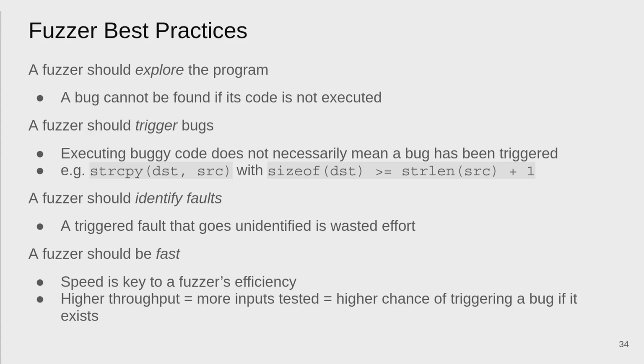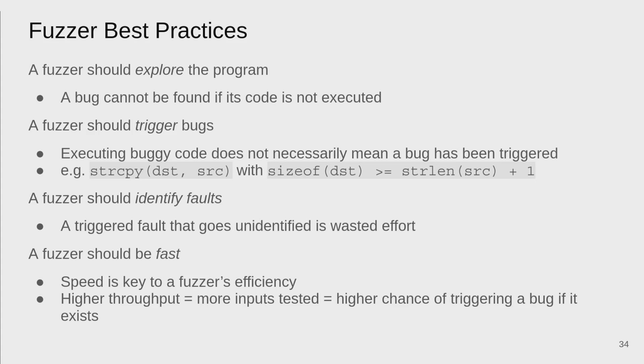Compared to static analysis, which could find potential bugs anywhere in the code, the fuzzer must be able to reach it and trigger it. Also, a fuzzer should trigger the bugs, which means that just running the buggy code or executing the buggy instructions is not enough, but the fuzzer must supply the correct input so that it violates an underlying assumption. A fuzzer should identify faults. The fuzzer should be able to detect when something goes wrong, otherwise it's wasted effort. If there's a memory corruption and the fuzzer doesn't detect it, we've missed a bug, right?